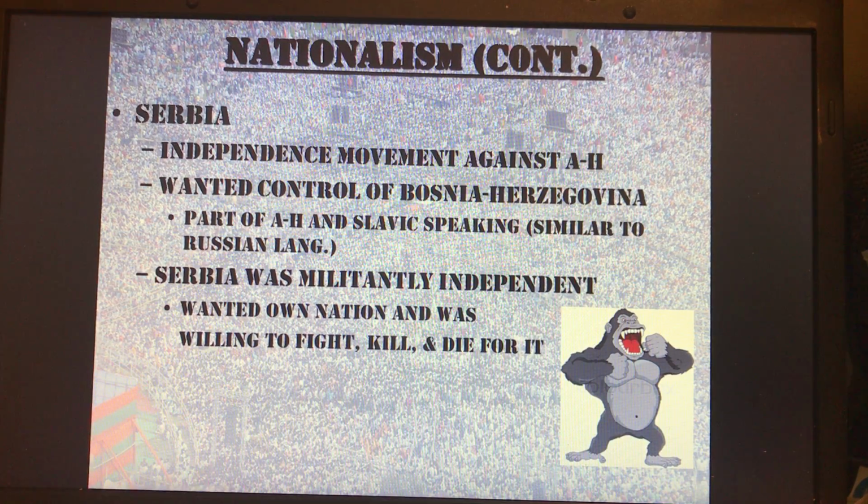And the reason was because this region, along with Serbia, they were Slavic speaking. And so that means it was kind of similar to the Russian language. Now, Serbia wanted this territory for itself. They felt that it could rule, and they felt a sense of nationalism because of those shared linguistic connections. And Serbia was militantly independent about all this. They wanted their own nation, and they were willing to fight, kill, and die for it.